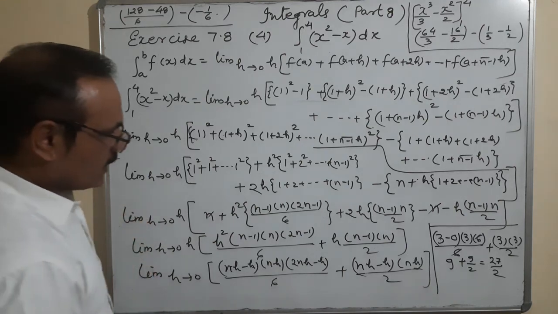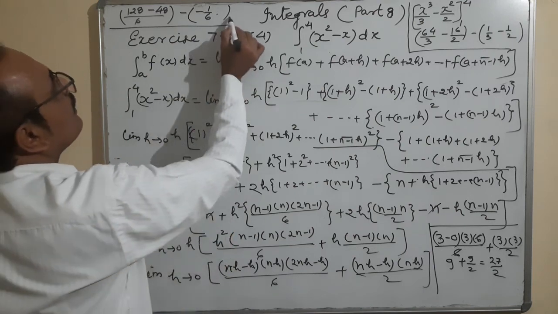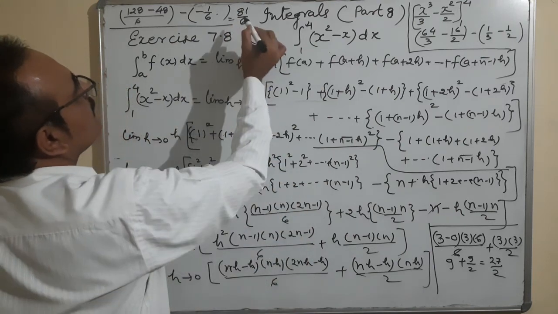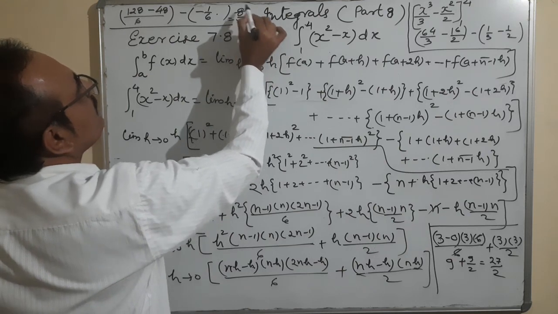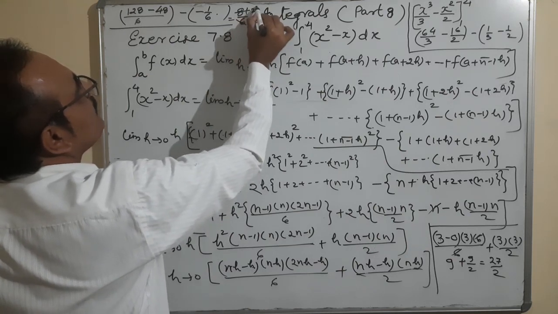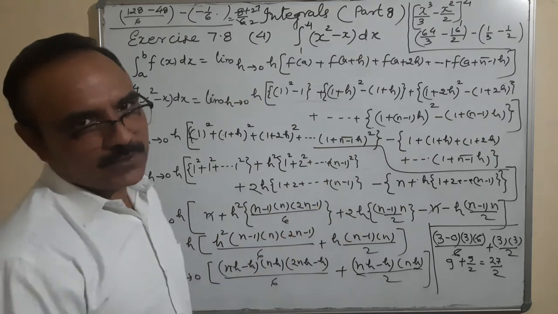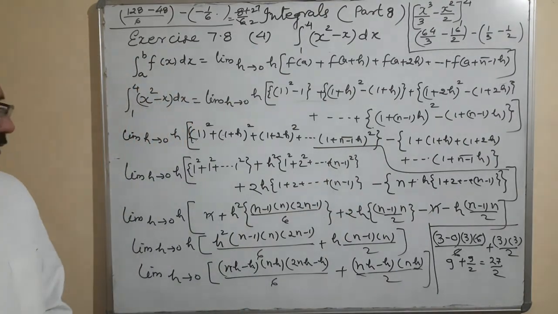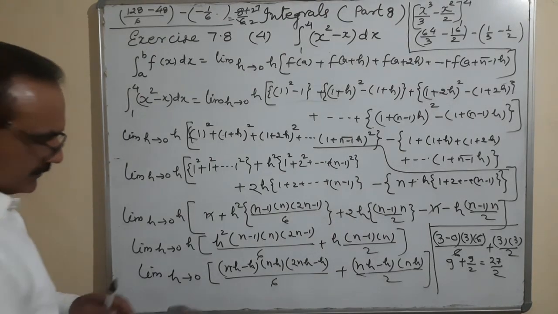And 81 upon 6 will be divisible by 3. 3 2s are 6, 3 7s are 21. 27 upon 2. Okay, so your answer is correct. Clear? So this is the procedure. It's a very interesting and important question.